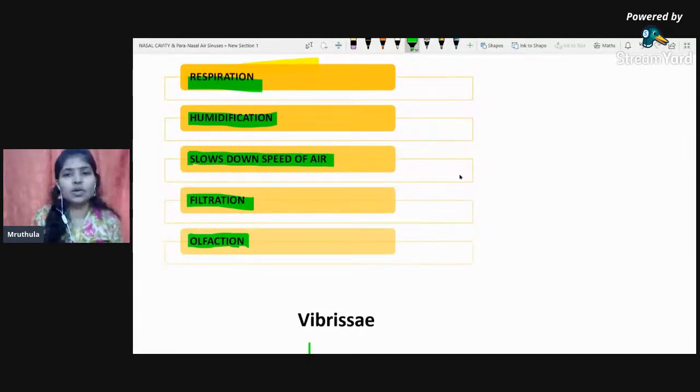So what structure does this function of slowing down the speed of air? We have something called turbinates, okay? I'll show that for you in the diagram. We have something called turbinates. So the name itself implies that its function is to slow down the flow of air, right?